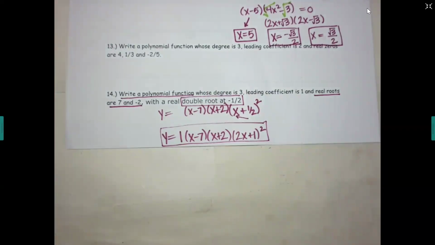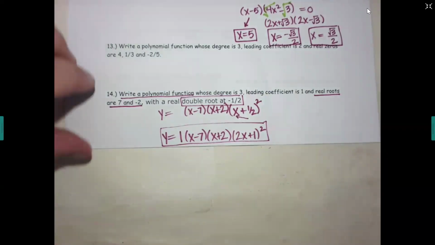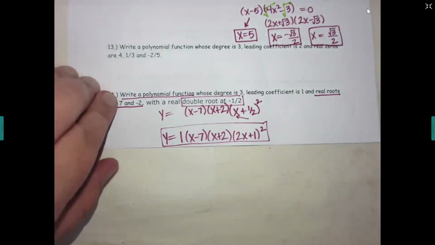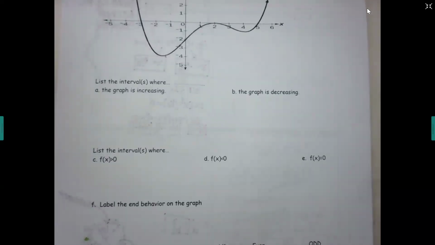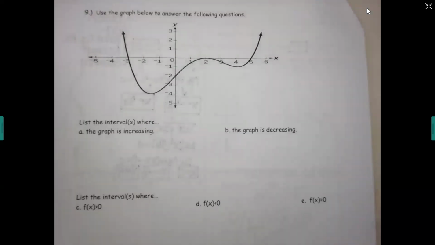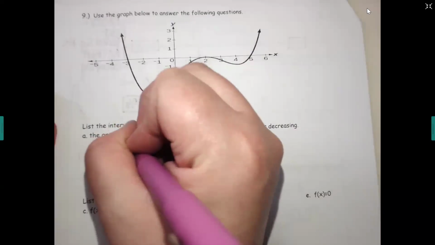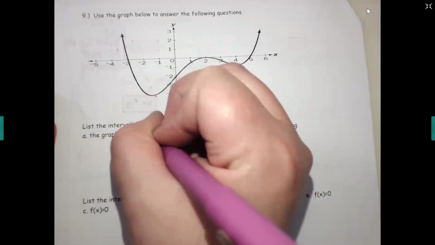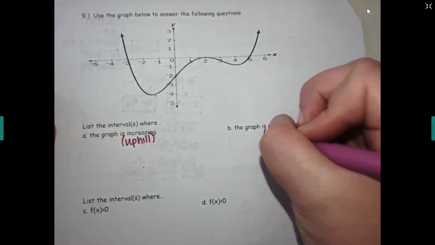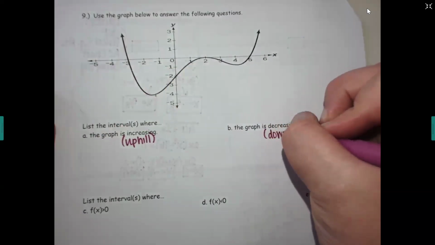All right. The last thing that we're going to do is work through number 9. Now, 9 and 10 are the same questions. They're just different graphs to go with it. So this is from the notes, I think 10 maybe, where we just talked about a bunch of different kind of random things. So my graph is increasing. I want you to write where it's uphill. And my graph will be decreasing when it is going downhill.